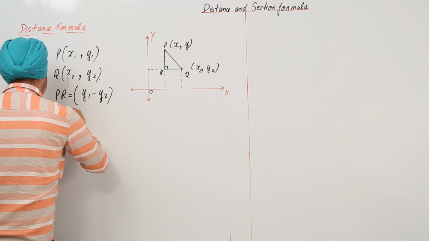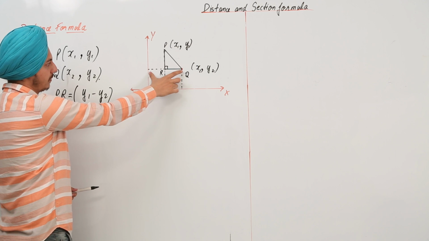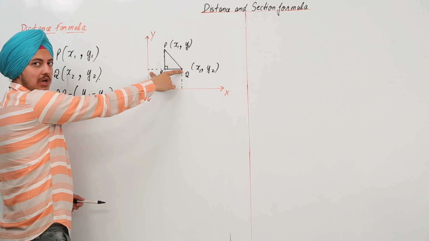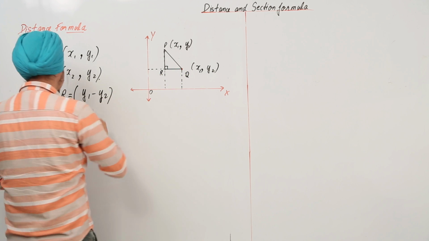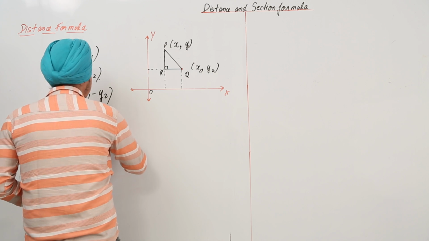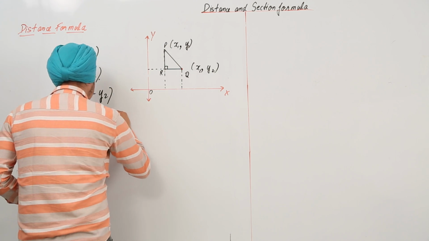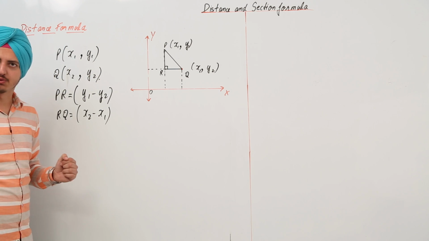And tell me now, what is the distance RQ? What is this distance, the bigger one? This distance is equal to x2. Am I right? x2 is this distance, right? So this distance is x2 and this smaller distance is x1, right? So RQ is x2 minus x1.